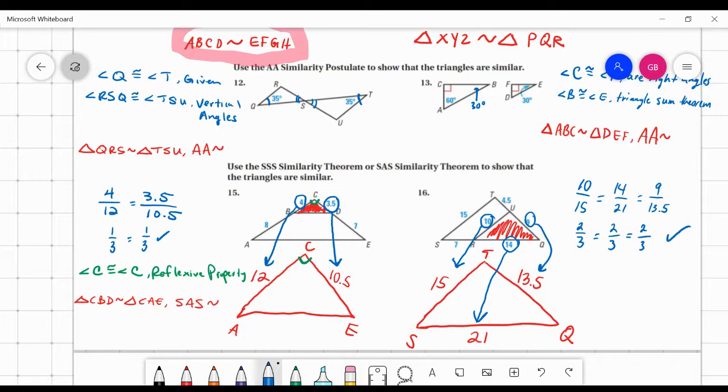Okay, so look at that. All three sides correspond, so you have side, side, side. Okay. So triangle RUQ is similar to triangle RTQ. I'm sorry, STQ, because of the side-side-side similarity theorem.